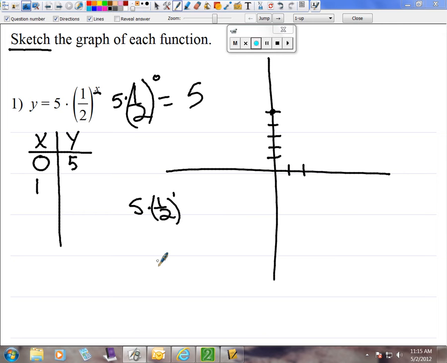All right, so this answer was 5 times 1/2, which is 2.5. So that means I go right 1 and up 2.5. You're going to have to estimate, eyeball it, halfway between 2 and 3. Question, Ryan. Now I still need another one. Let's do 2. See if you can do that one. Put 2 in for x.